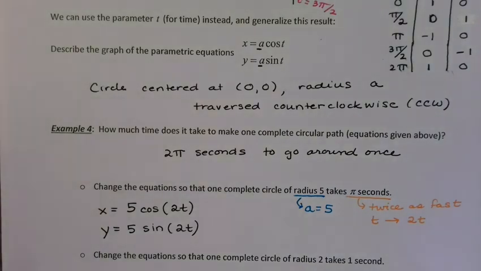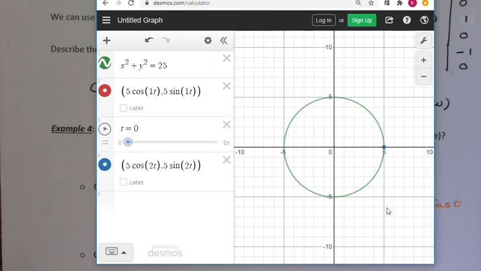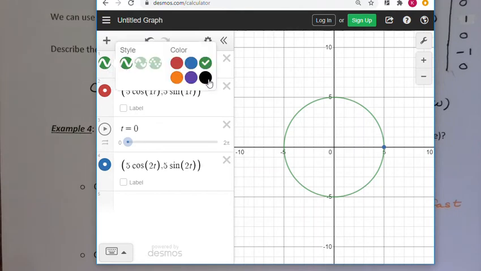So in order to illustrate this, I've set up a little animation for us on Desmos that I'd like to take a look at. Let's see, it should be right here. So I started by just graphing a circle of radius 5, x squared plus y squared equals 25, and in fact I think I'm going to change that just to black. There it is. There's our circle of radius 5.